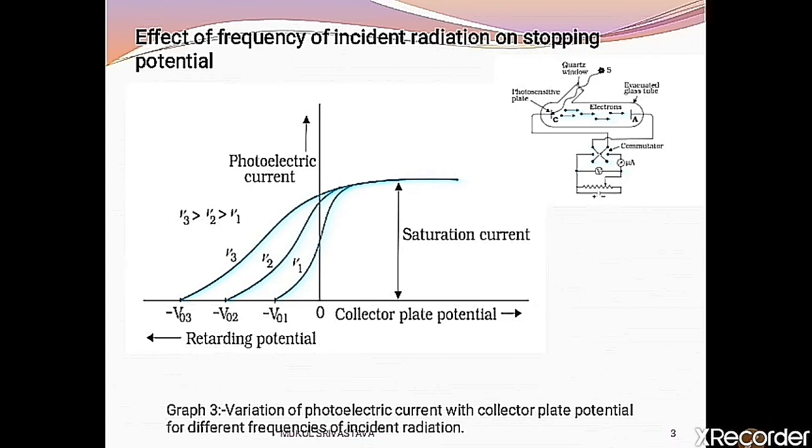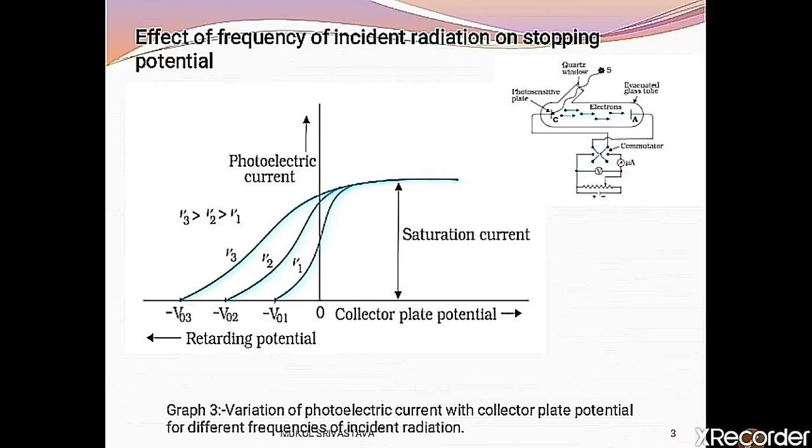We obtain different values of stopping potential but the same value of saturation current for incident radiation of different frequency. The energy of this emitted electron depends on the frequency of the incident radiation. The stopping potential is more negative for higher frequencies of incident radiation.